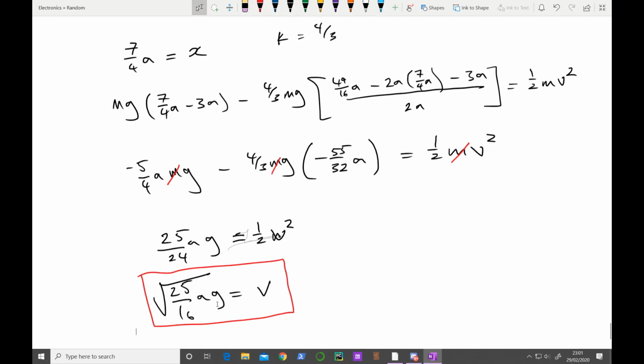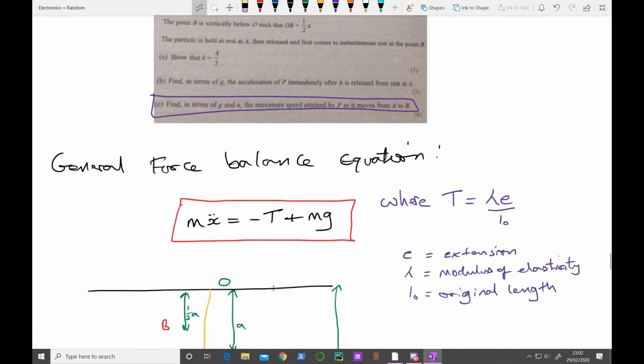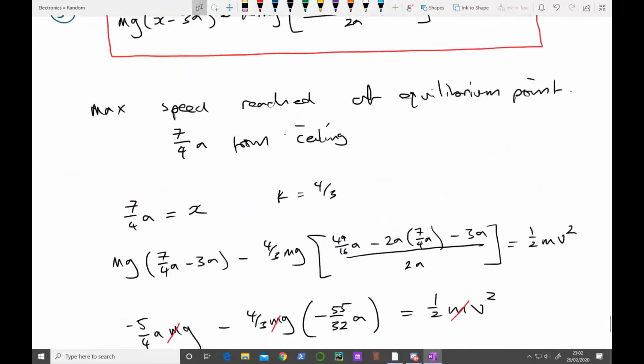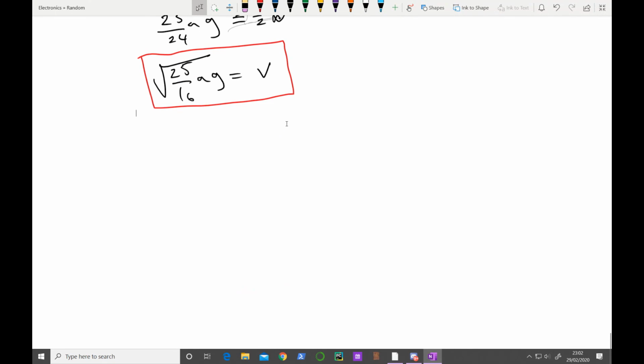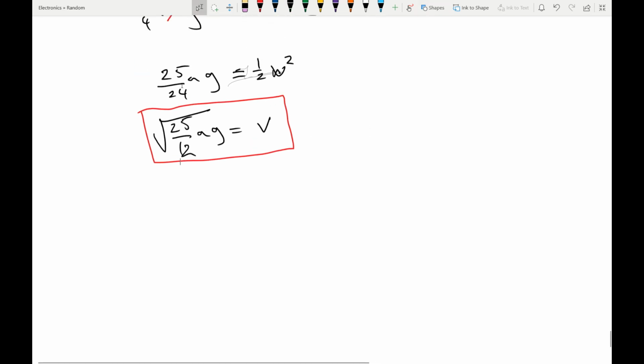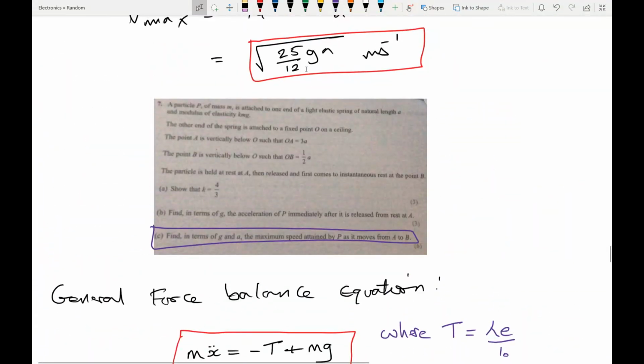And does that fall in line with our previous answer? 25 over 16 ag equals v. Wait, what did I say it was? Sorry, 25 over 12. Yep. Duh. 25 over 12. And they are the same thing.